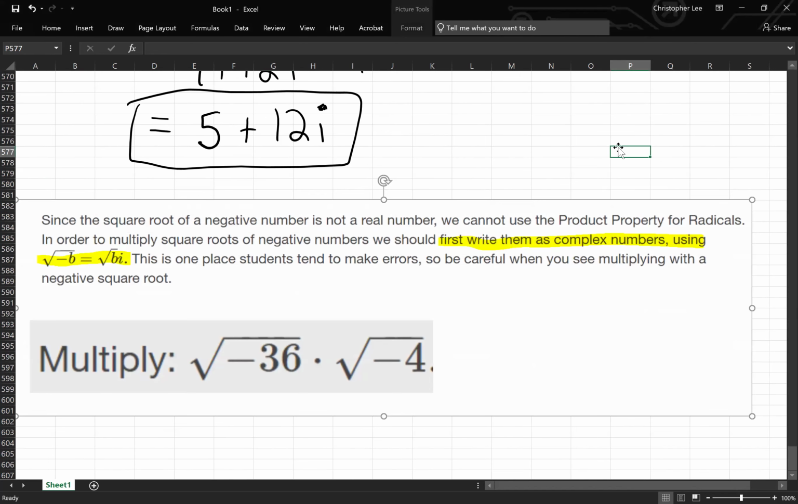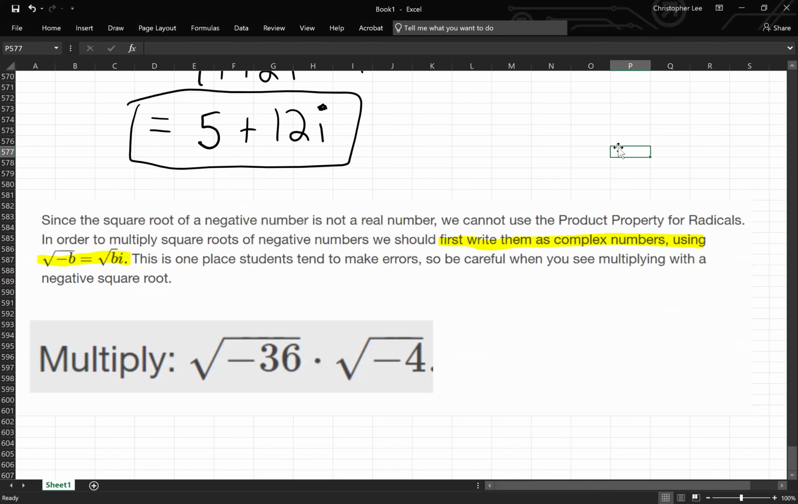All right, so since the square root of a negative number is not a real number, we cannot use the product property for radicals. In order to multiply square roots of negative numbers, we should first write them as complex numbers using the square root of negative b is equal to the square root of b times i. This is one place students tend to make errors. So be careful when you see multiplying with the negative square root.